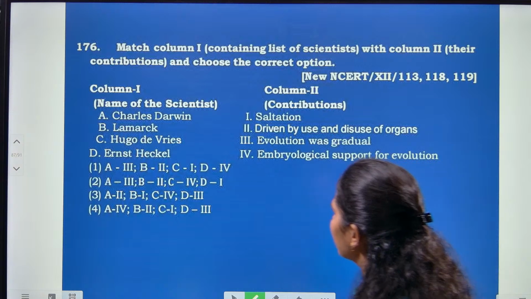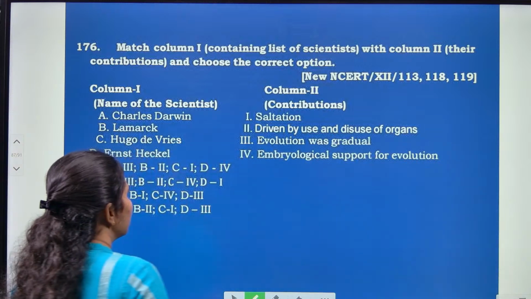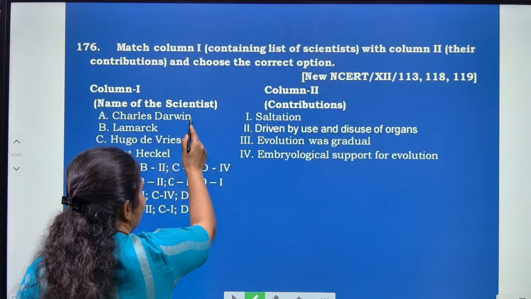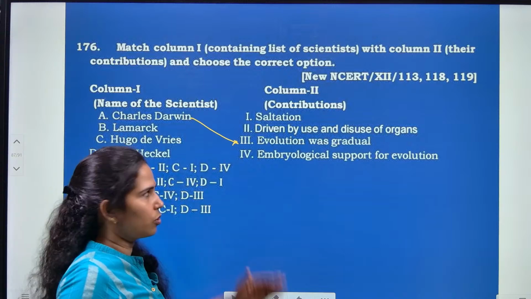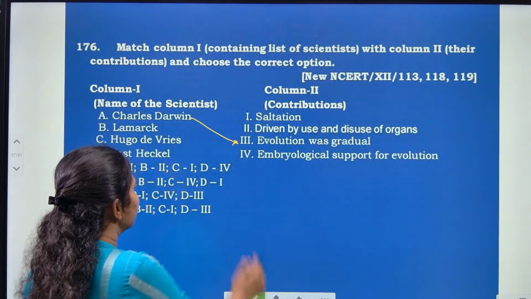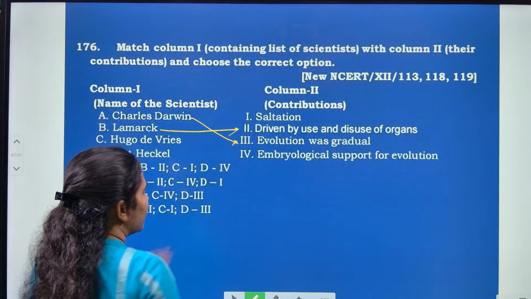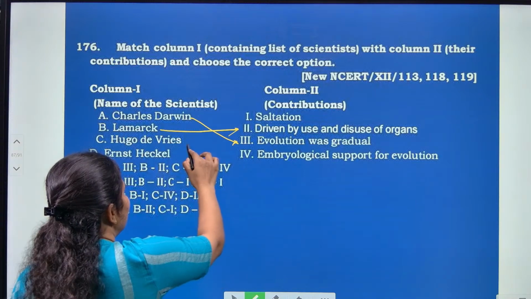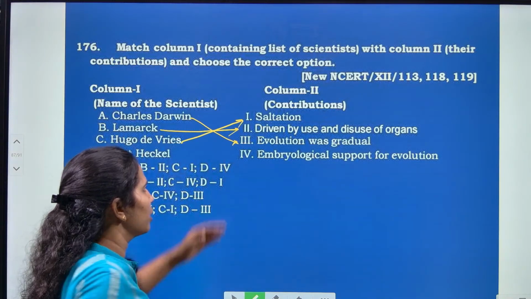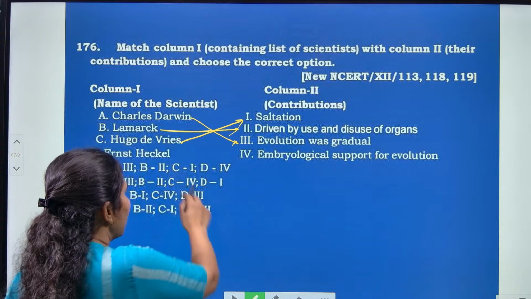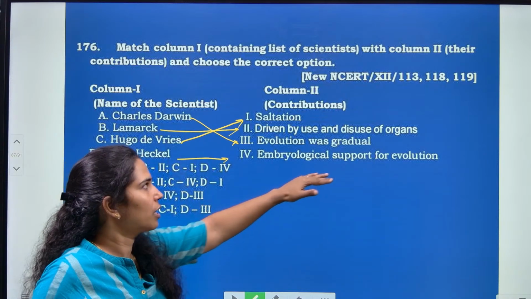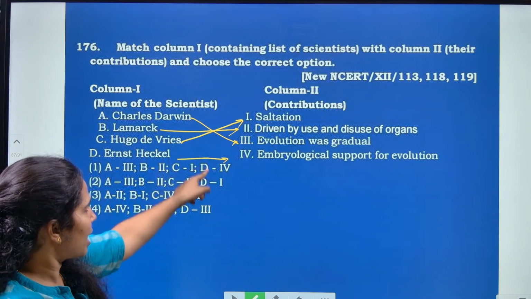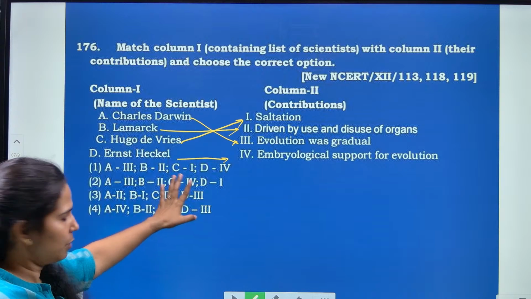So, here Charles Darwin, Lamarckism, Hugo de Vries, Ernst Haeckel. Okay, Charles Darwin, already you know that he said that evolution always takes place as a gradual process here. Lamarck said that evolution is driven by the use and disuse of organs here. Hugo de Vries said that a single-step large mutation will lead to saltation. Ernst Haeckel has given the embryological evidences for evolution. So, I have matched it here. You can go with the options given below.